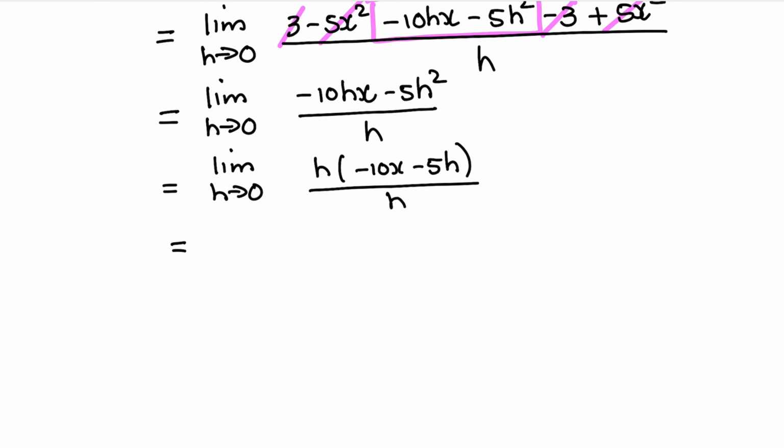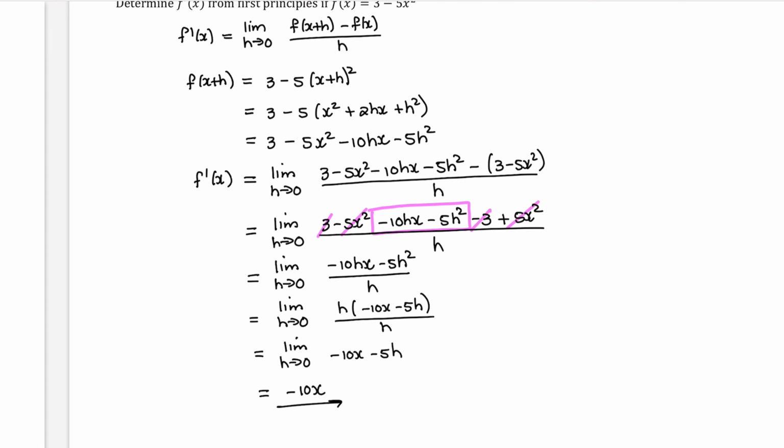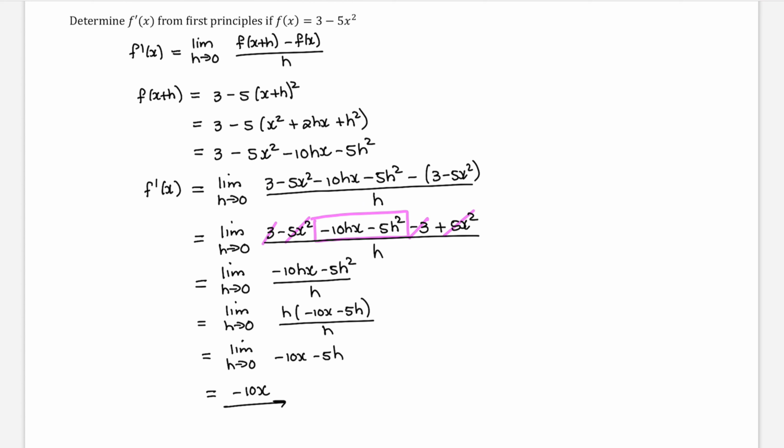So therefore this is the limit of h towards 0 for negative 10x minus 5h. Now I can safely substitute h with a 0. So we'll have negative 10x minus 5 times 0, which becomes 0. And therefore my final answer would be negative 10x. So that is how we find the derivative from first principles.